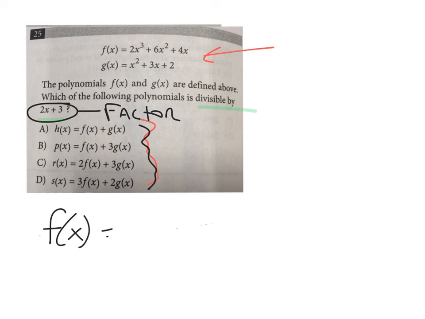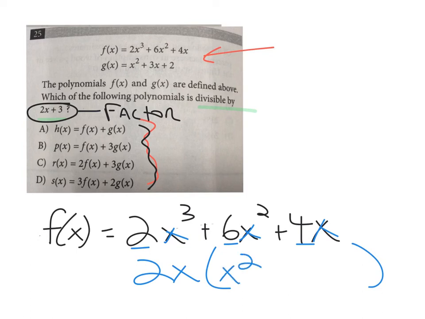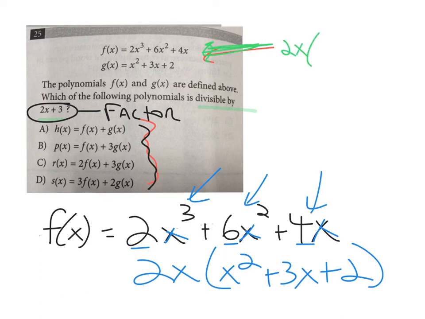Look at f of x. Before I try to simplify any of these answer choices, this particular function has a greatest common factor. 2 goes into all the numbers, and here you have an x, an x, and an x. 2x is going to be the greatest common factor. So if I factor out a 2x, that's going to leave me with 2x times x squared is 2x to the third. 2x times 3x is going to give me 6x squared. And then 2x times 2 is going to give me 4x. So this function f of x is the same as 2x times parentheses x squared plus 3x plus 2. So when it says f of x, I'm not going to use this version of f of x, but rather this form of f of x.